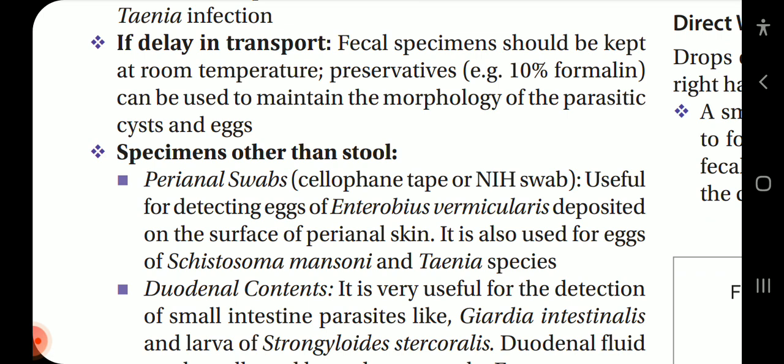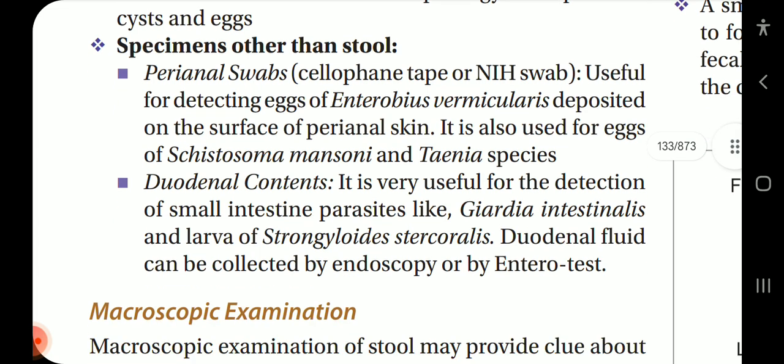Preservative, for example 10% formalin, can be used to maintain the morphology of the parasitic cysts and eggs. Specimens other than stool, like perianal swab, cellophane tape, or NIH swab, are useful for detecting eggs of Enterobius vermicularis deposited on the surface of perianal skin. It is also used for eggs of Schistosoma mansoni and Taenia species.